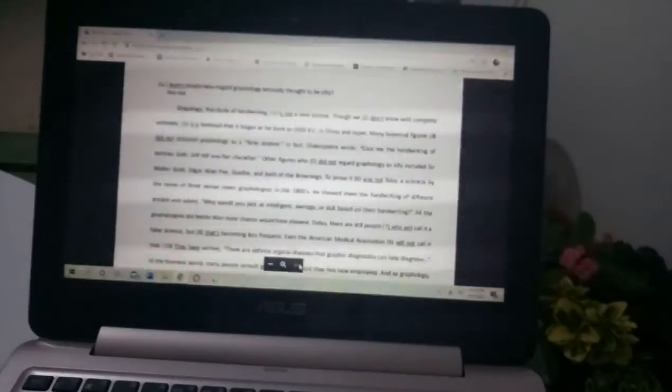If you cannot print it, it's okay. You just write the answers only. You can write the answers on your notepad. Okay, so the first activity looks like this.